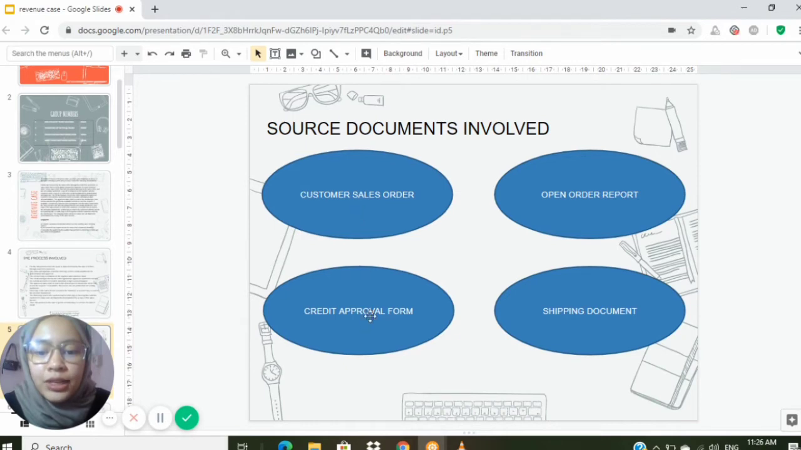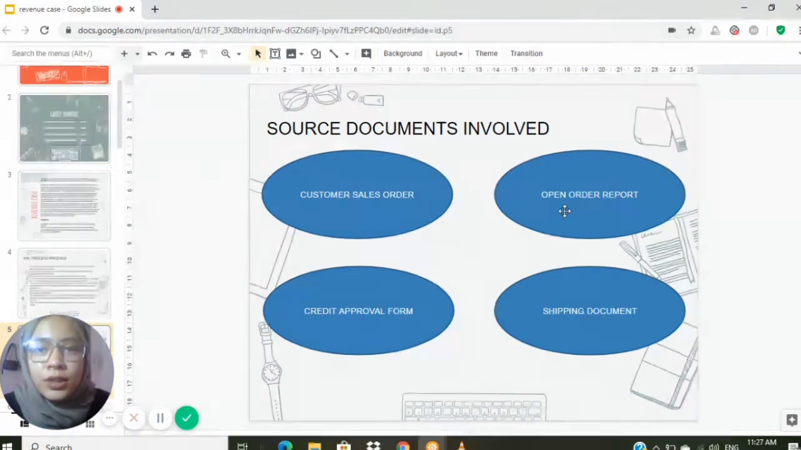The second one is the credit approval form. When a customer purchases a product on credit for the first time, the entity needs to investigate the creditworthiness of the customer. The result of this process should be documented on some type of credit approval form. The copy is sent to the credit department for authorization and approval. The credit manager then will check the order against the approved customer list and the current accounts receivable subsidiary ledger account balance.